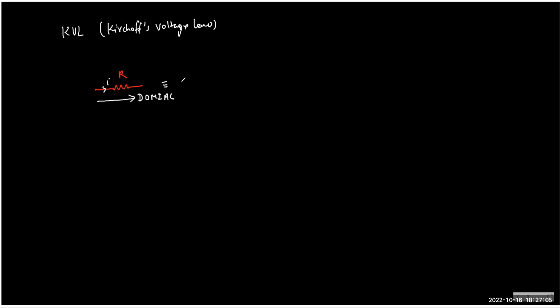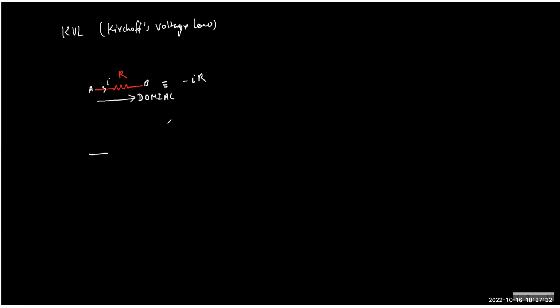Along the flow, potential will drop because we go from high to low potential, right? Current goes from high to low potential. So if you move right, you will find a drop of IR value between this end and this end, A and B. So B is IR below A. Is this clear? Yes, sir.